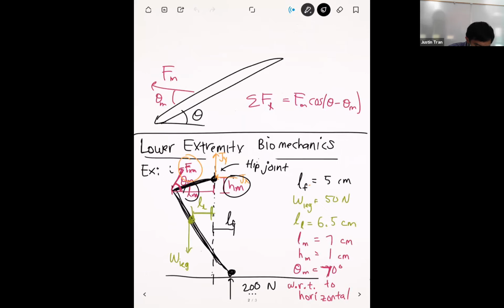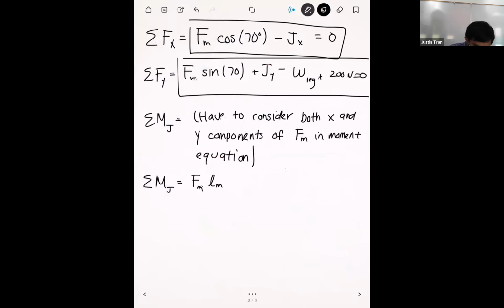Because remember, LM here is the horizontal distance, right? And so that's going to be the moment arm of the vertical component of the muscle force, right? And so that's going to be FM LM sine of 70, with the negative in front, sorry, because it's going to produce a clockwise moment.